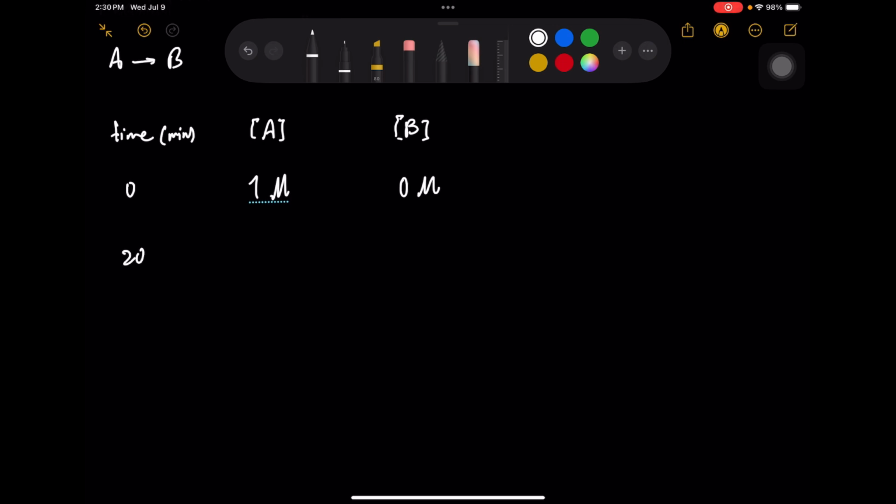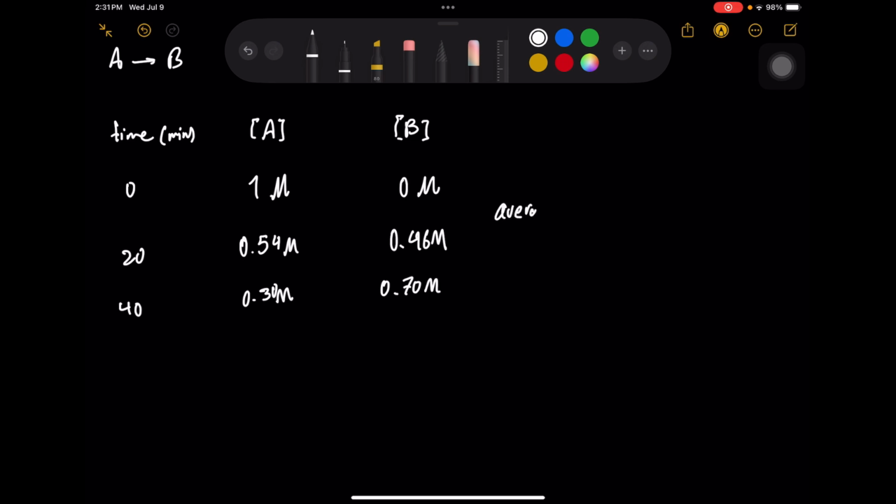So there's 0 molar of B present at the beginning of the reaction. And after 20 minutes, the amount of A present would be, for example, 0.54 molar. And after 40 minutes, it would be, for example, 0.3 molar, and B would be 0.46 molar and 0.7 molar, so the numbers add up. And how are we supposed to calculate the average rate of formation of B?